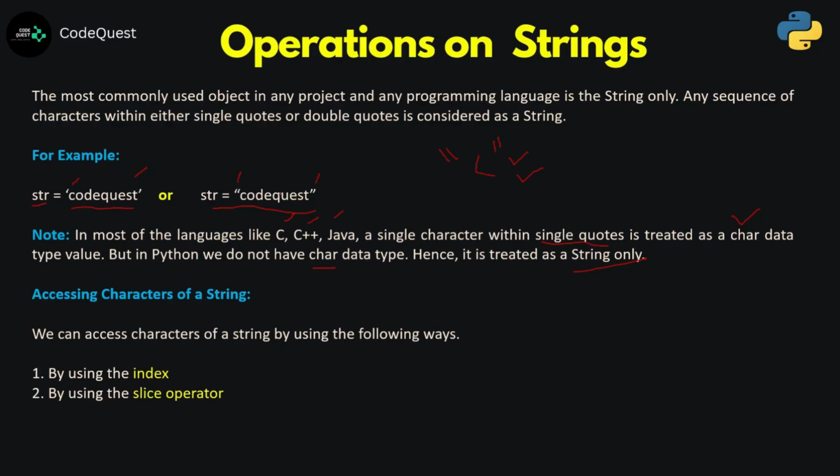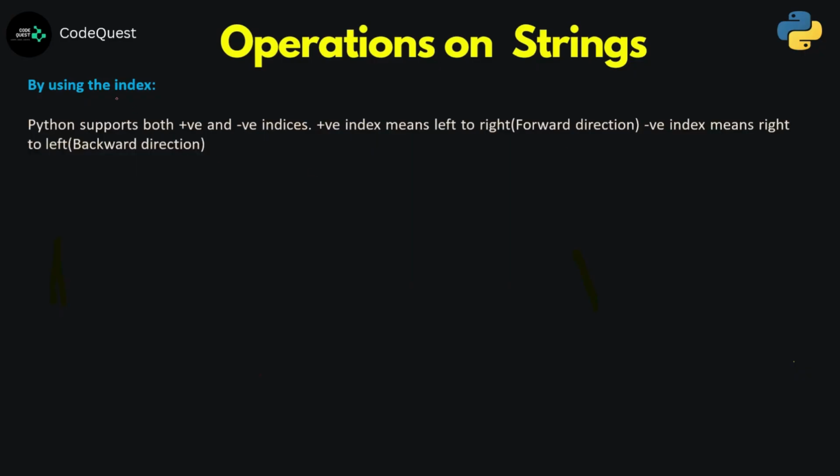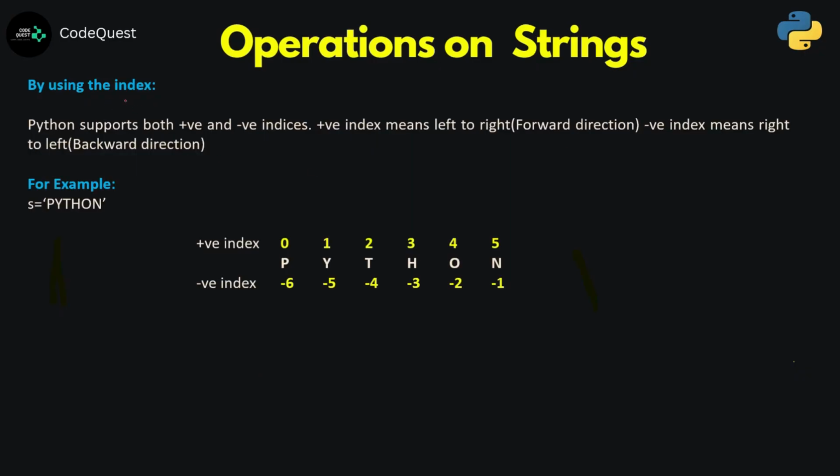Now, whenever you take a string, how do you access the characters of the string? There are two ways to do that. Either you can take the help of the index, or you can take the help of another operator called the slice operator. By using index, Python actually supports both positive as well as negative indices. Positive index means it is from left to right, that is in the forward direction, which starts from 0 and goes on. Similarly, negative index means right to left, I mean in the backward direction, where it begins from -1.